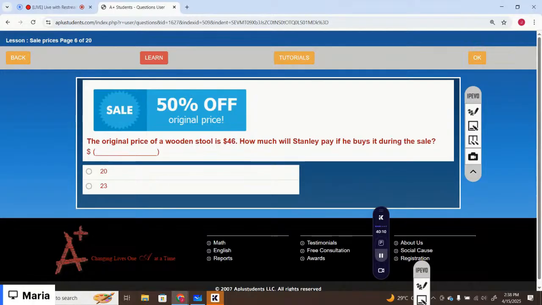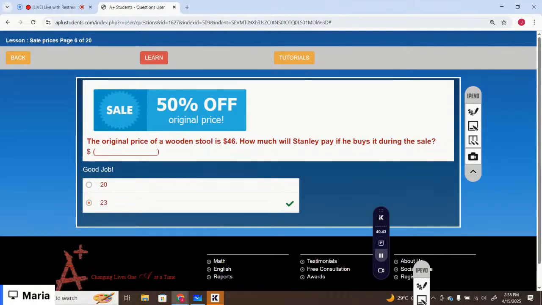The original price of a wooden stool is $46. How much will Stanley pay if he buys it during the sale? So, which is the correct option? That is $23. Option number two is the correct option.